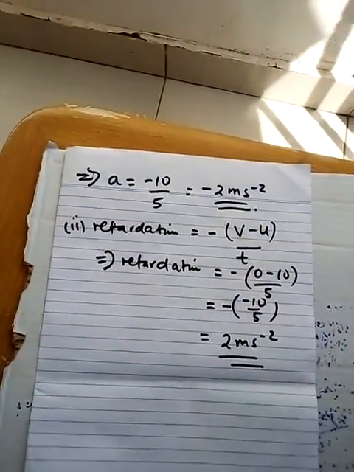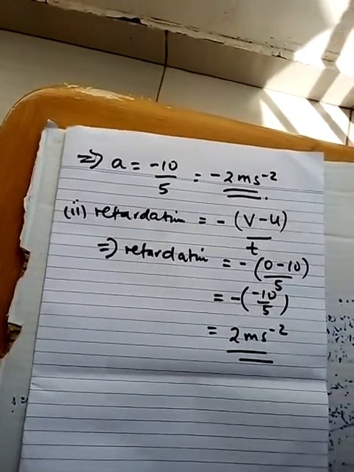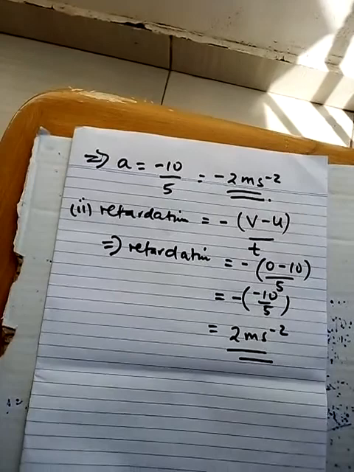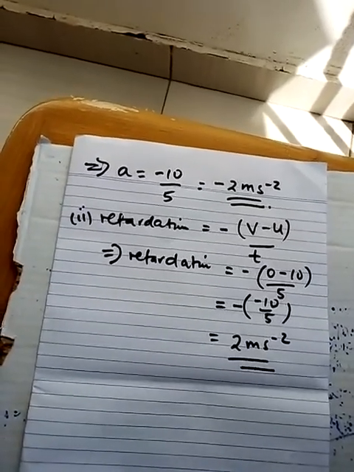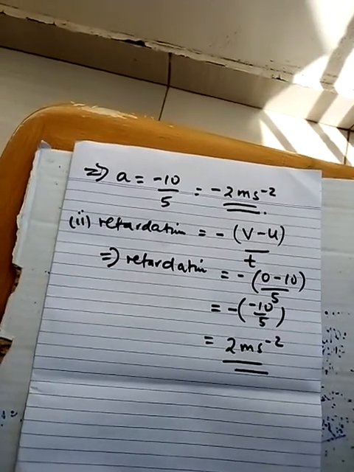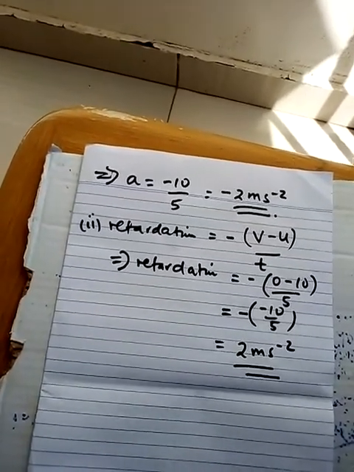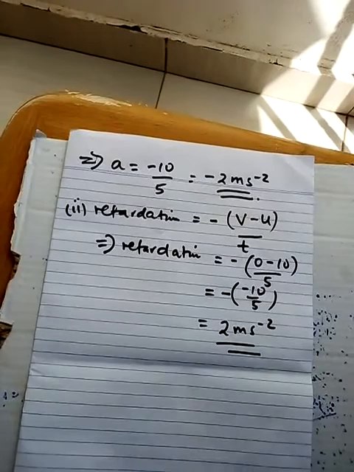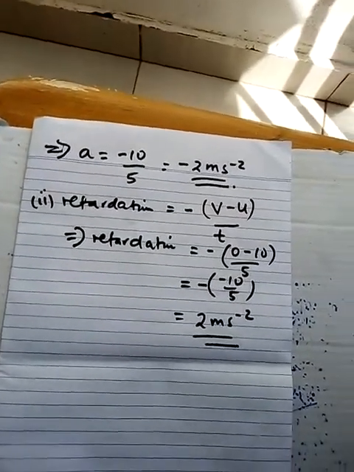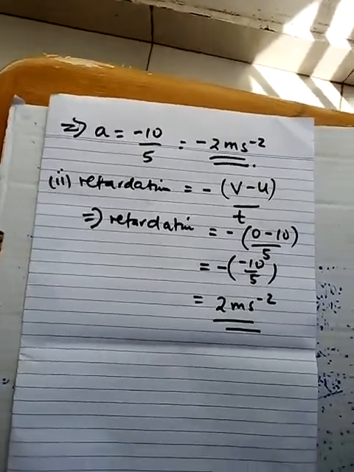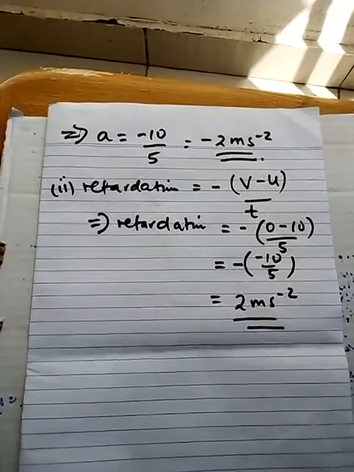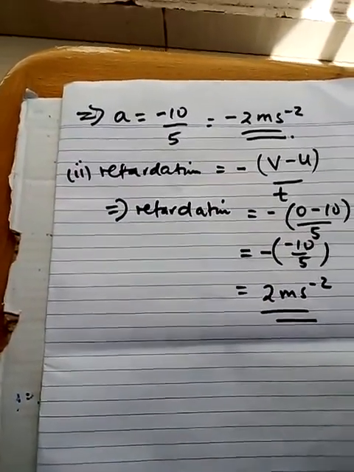Then retardation, being the negative rate of change of velocity with the time, becomes negative into v minus u divided by t. And this means our retardation is minus into 0 minus 10 divided by 5. That is negative into negative 10 over 5, and it is equal to negative into negative 2, which becomes a positive 2 meters per second squared. By the way, the negative has disappeared because a negative times a negative becomes a positive.